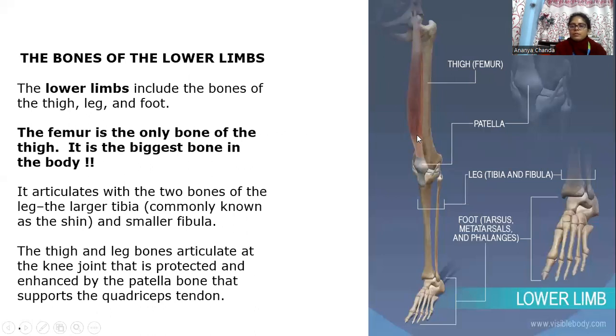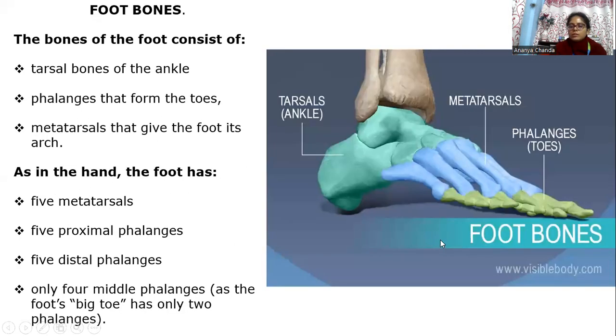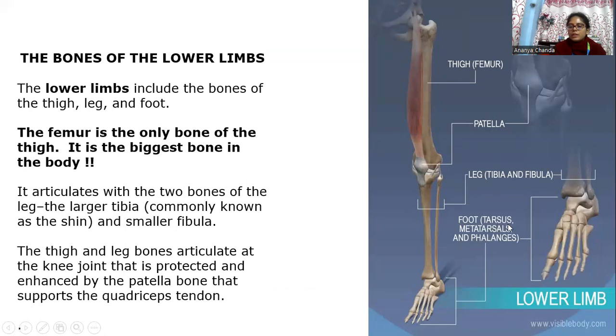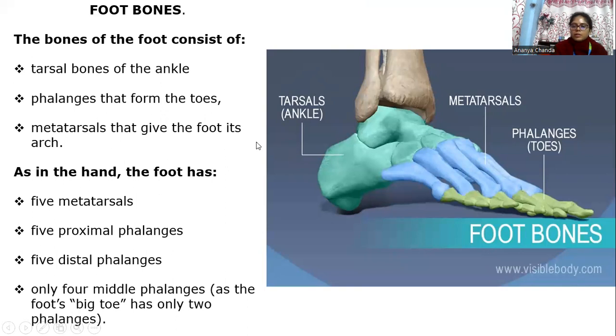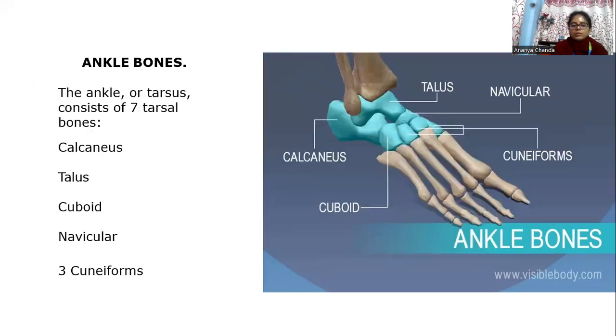These are the lower limbs that consist of the femur. This is the patella, this is the tibia and the fibula, and the foot bones are the tarsals, metatarsals and the phalanges. Foot bones, as I mentioned, consist of the tarsal bones of the ankles. These are the phalanges, that is the toes, and these are the metatarsals, present between the tarsals and the phalanges. As in the hand, the foot has 5 metatarsals, 5 proximal phalanges, 5 distal phalanges, and only 4 middle phalanges, as the big toe has only 2 phalanges.